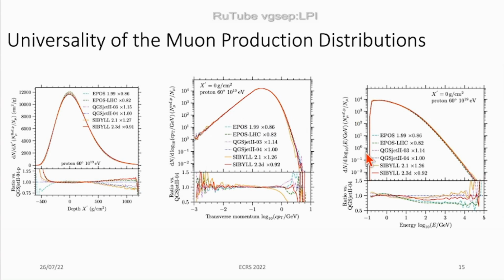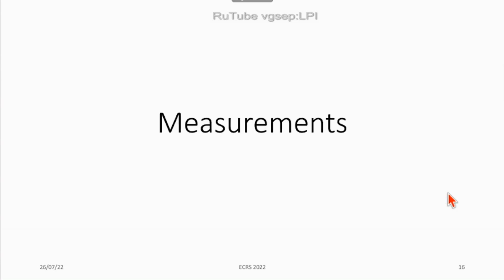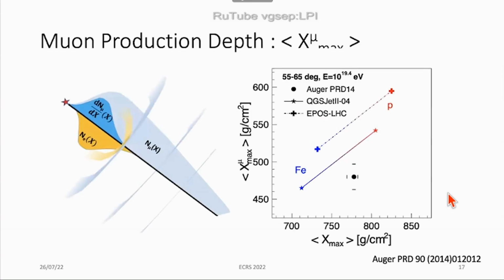And then we have the production spectrum of muons, which, among the three, is the least universal of the distributions when we compare the different hadronic models. This will have some importance in the things that I will explain later on. So let's jump now to measurements.